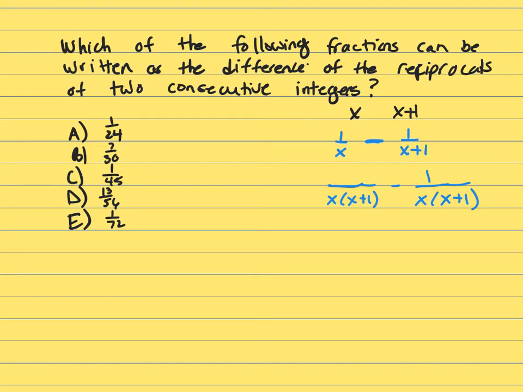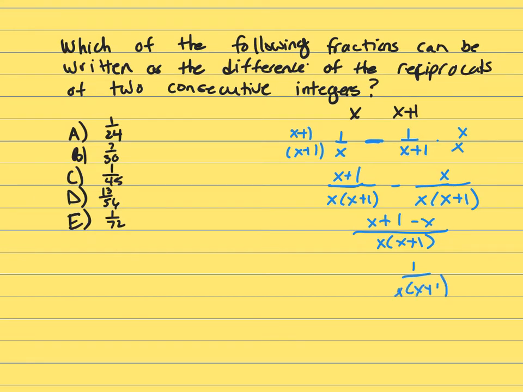Okay, so my common denominator would be x times x plus 1. So I need to multiply this by x plus 1, and the numerator by x plus 1. So that gives me x plus 1 here. And for this fraction, I need to change it to be x plus 1. It needs an x. x times 1 is x. So keep that common denominator of x times x plus 1, and combine your numerators. And you're left with 1 over, because the x's cancel out, x times x plus 1.